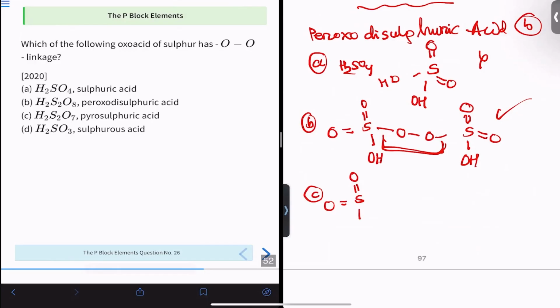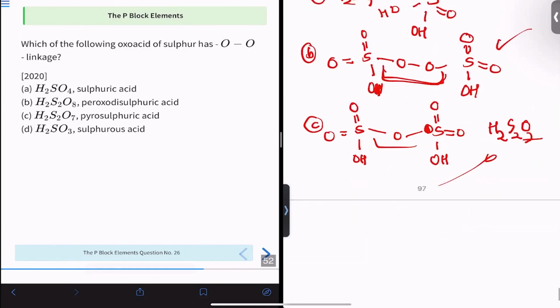H2S2O7. The diagram for H2S2O7 will be this. Only one oxygen atom will be here. This is the diagram for H2S2O7. Does it have any O-O linkage or any peroxide linkage? No, it does not have any peroxide linkage. So this is also ruled out.